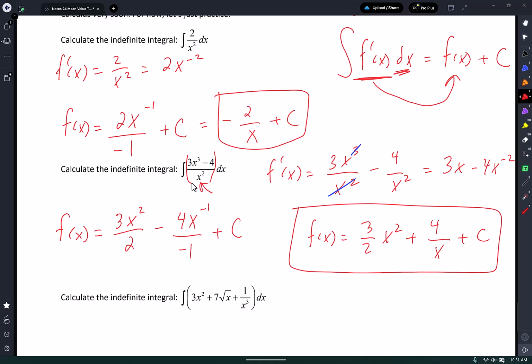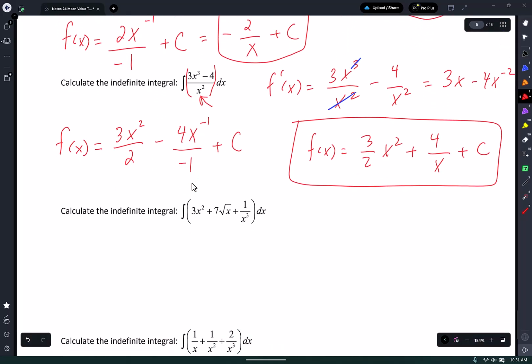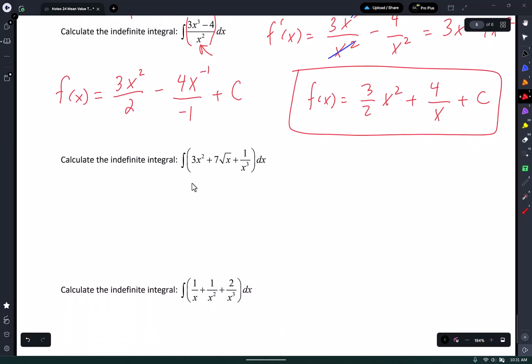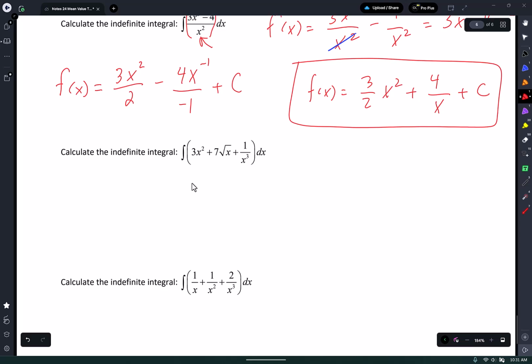Do you think this is hard? Okay, well, it's just the algebra, guys. It's just the algebra that might hurt us. All right, ready for this one? I'm going to go slow. I'm going to change my colors.